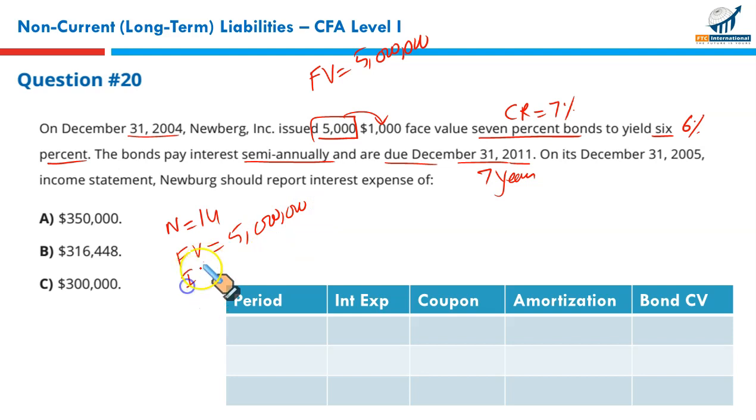Remember, the interest we use for discounting purposes is not the coupon rate, it's the market rate. Since we are talking about semi-annual payments, we need to divide it by 2, so it's 3%. One thing is missing, PMT, the annual interest payment or the semi-annual interest payment we make. This is the face value of the bond.